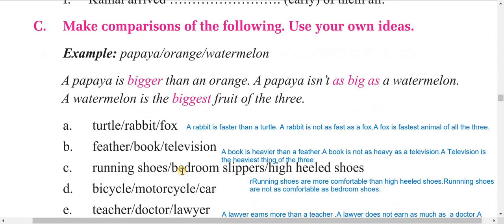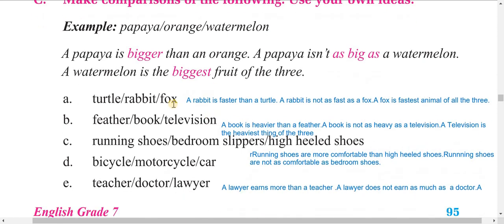Now look at the example. Papaya, orange, watermelon. Three objects, three fruits are compared. A papaya is bigger than an orange. A papaya is not as big as a watermelon. A watermelon is the biggest fruit of the three. So we have to compare among these three things, three fruits. Use your own ideas.